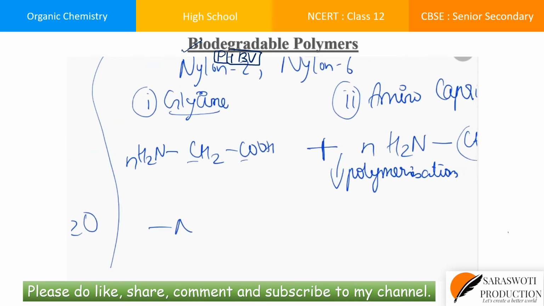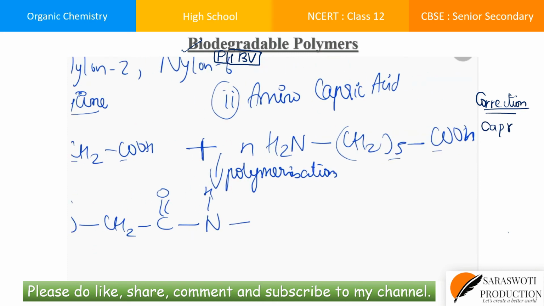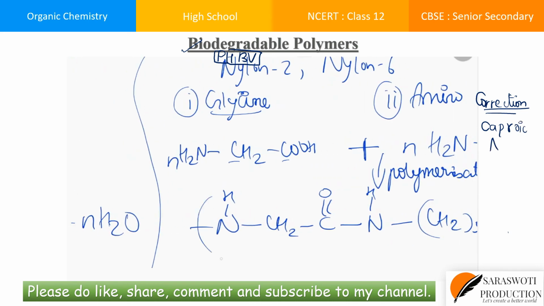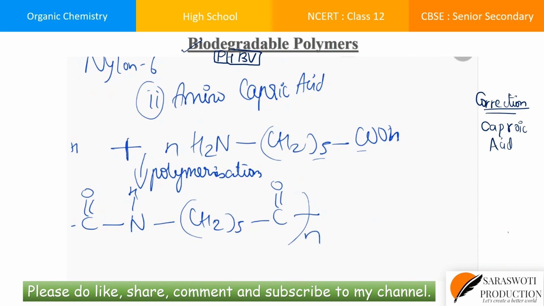We get N H CH2 carbon double bond O, N H CH2 whole 5 carbon double bond O, then whole N. And these are the 2.